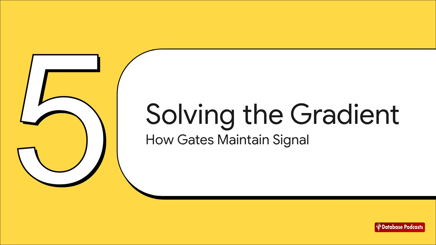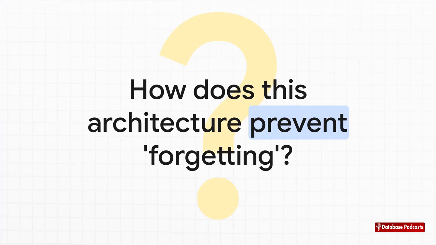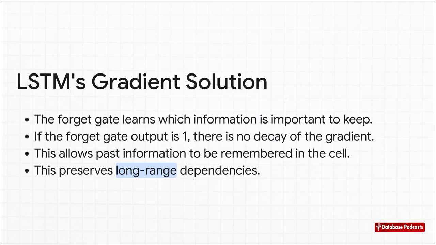Okay, I get it. We've got this awesome information highway. We've got these three gates managing the traffic. It's a cool system. But how exactly does this setup solve that deep mathematical problem we talked about, the vanishing gradient? Right, it all comes back to that signal we talked about, the one that's supposed to help the network learn. Remember how in a regular old RNN, it just got weaker and weaker with every step? Well, this is where the cell state is so brilliant. It creates a direct, uninterrupted path for that signal to travel backwards.